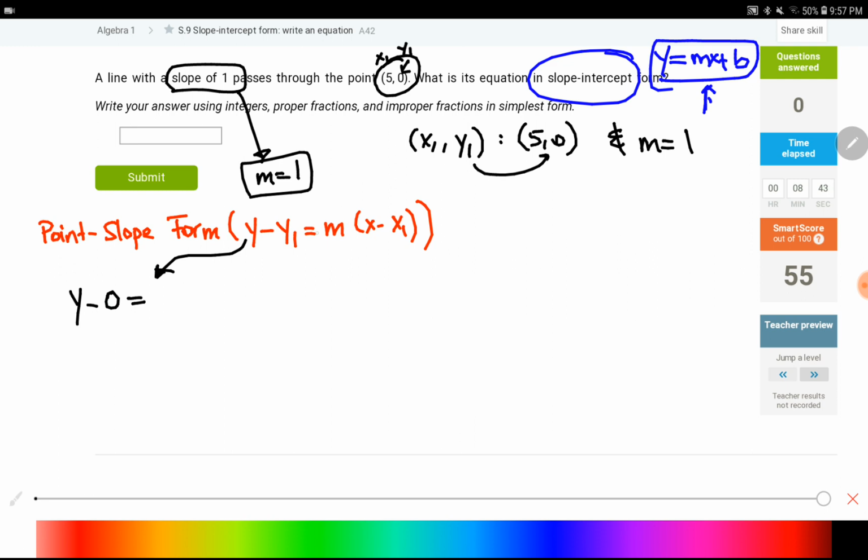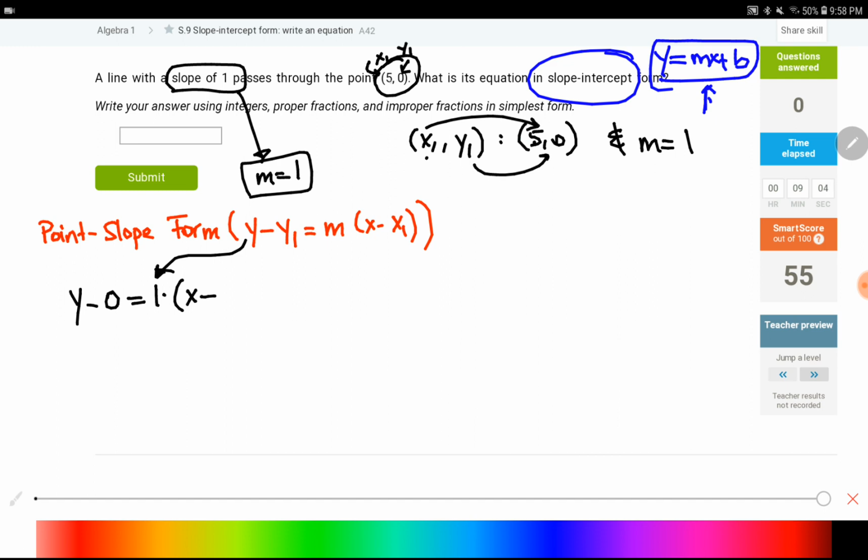It says m right after the equal, and the m value is 1. So it's 1 times, put the parentheses, x is the unknown minus x1. x1 is just a number. So let's locate it. x1 is over here. It's the first number in the ordered pair. It's 5.